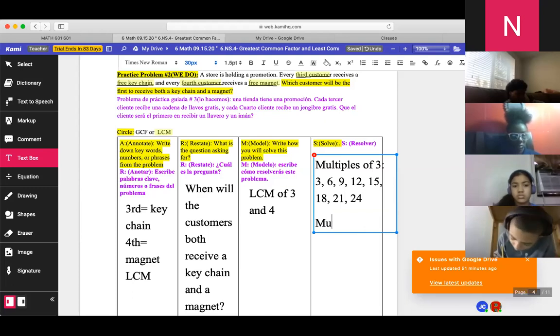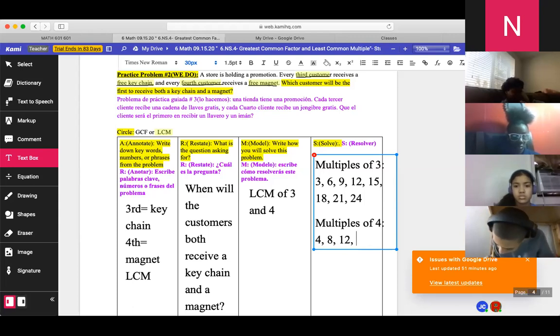Now I want to find the multiples of 4. Again, I'm going to skip count by 4s, folks. 4 times 1, 4. 4 times 2, 8. 4 times 3, 12. 4 times 4, 16. 4 times 5, 20. 4 times 6, 24, and so on. Now, we're going to find out what 3 and 4 have in common.